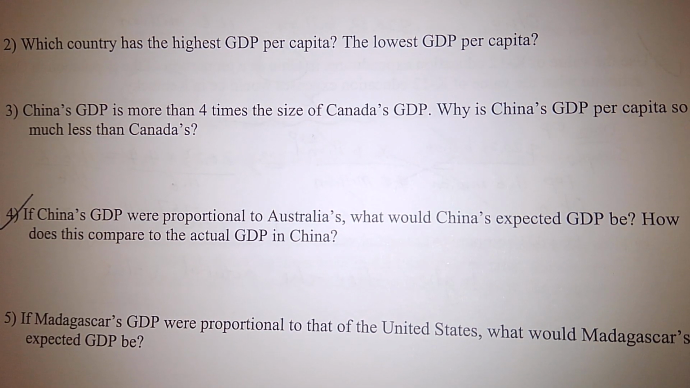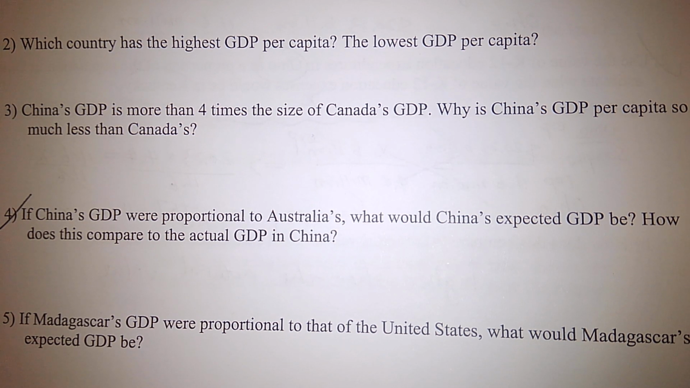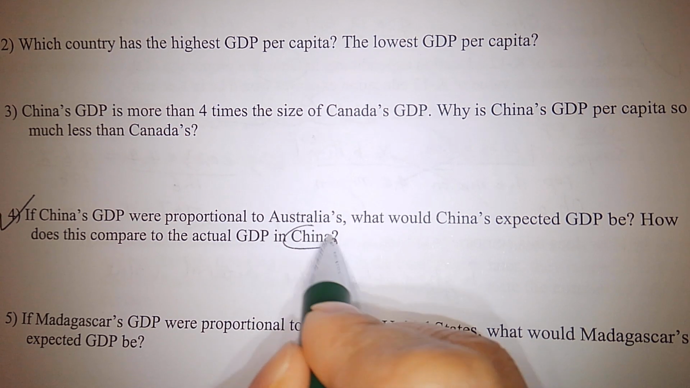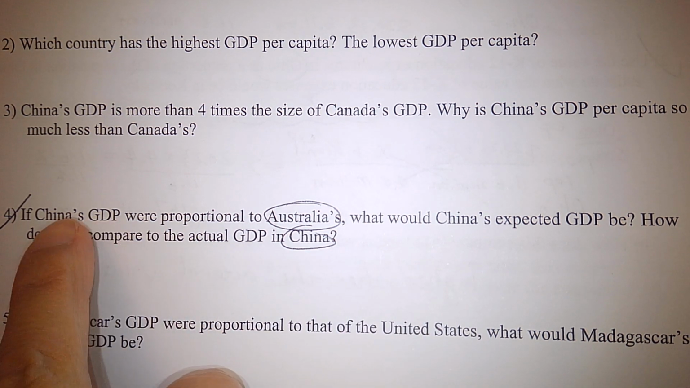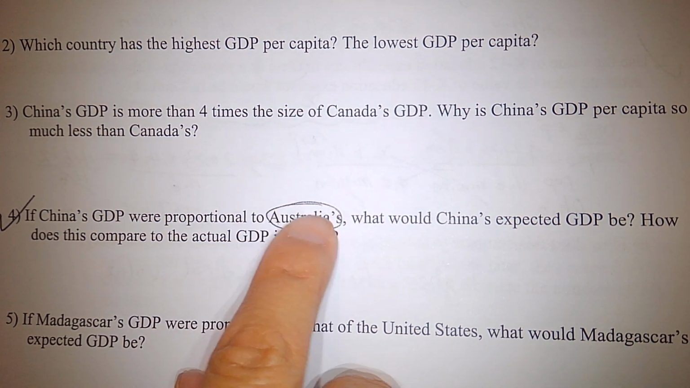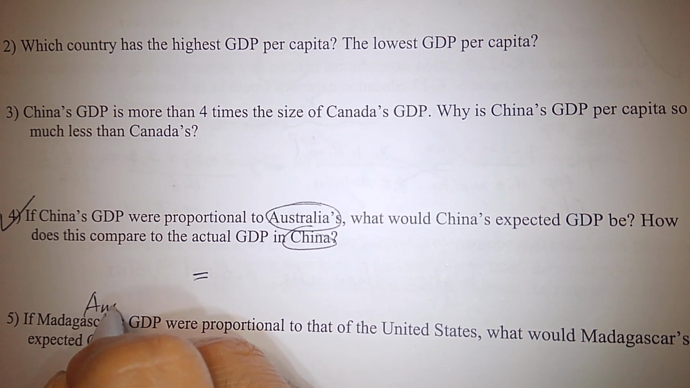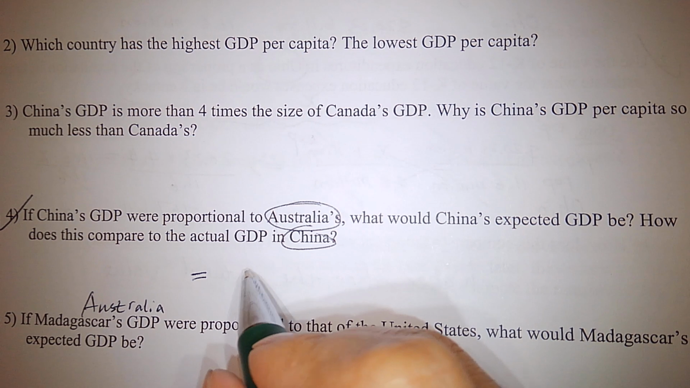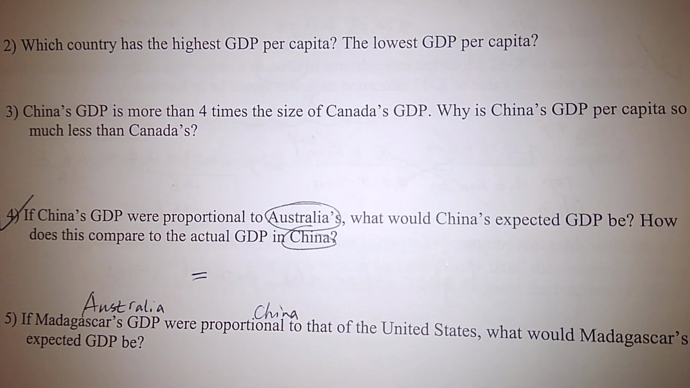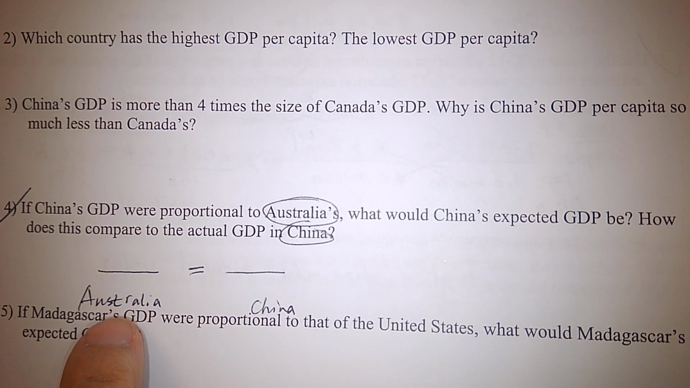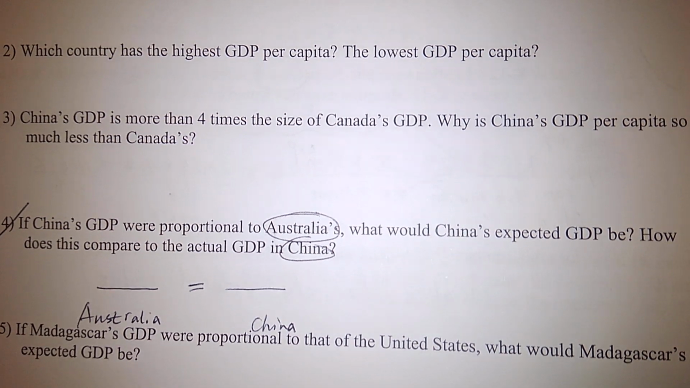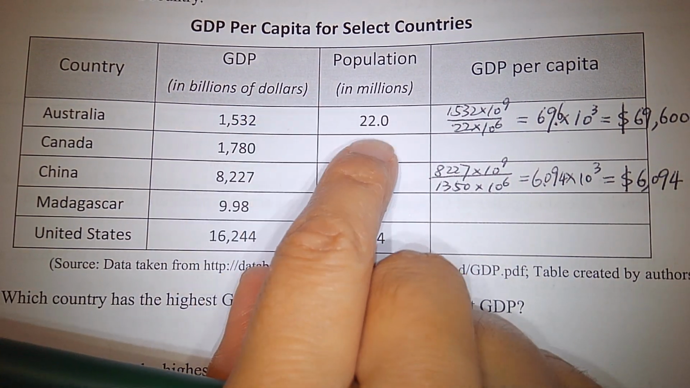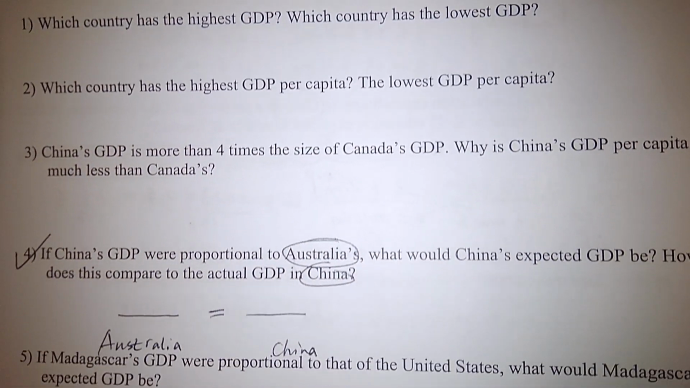Okay. Proportion problem. How many countries are involved? 2 countries, right? What are the 2 countries? China and Australia. Which country is the sample country? China were proportional to Australia. Which one is the sample? Australia. So let's put Australia on this side, China on that side. Australia is the sample, so we're going to use data from Australia: GDP and population.